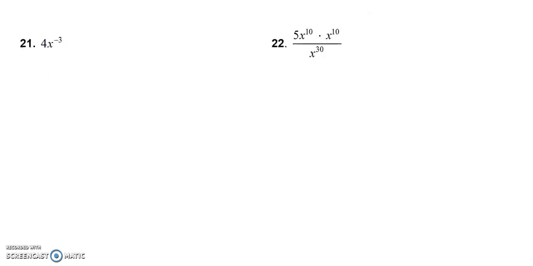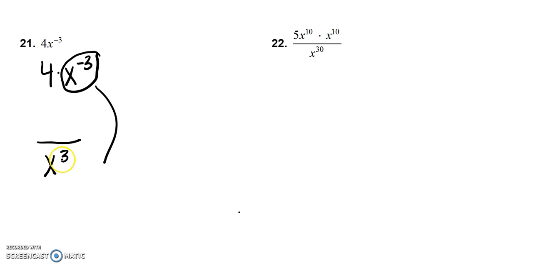Number 21, now we have 4 times x to the negative third. I want you to realize these are 2 separate terms. And when they're 2 separate terms, the only thing that gets sent to the basement is this x to the negative 3. And when it gets sent to the basement, it becomes a positive x to the 3. What's left up top? 4. So your final answer is 4 over x to the third.